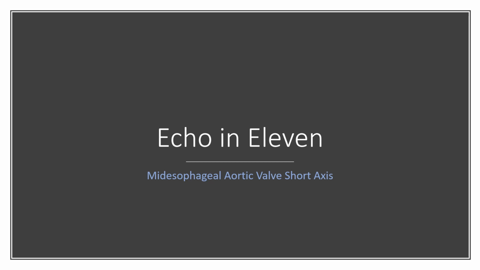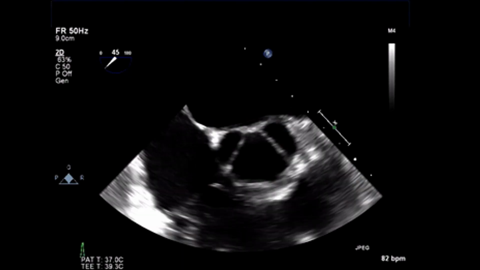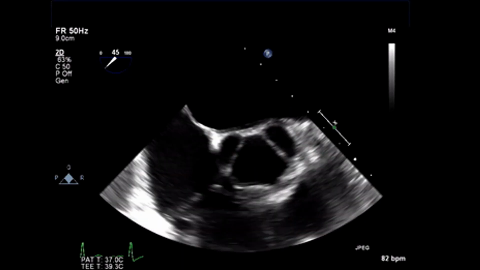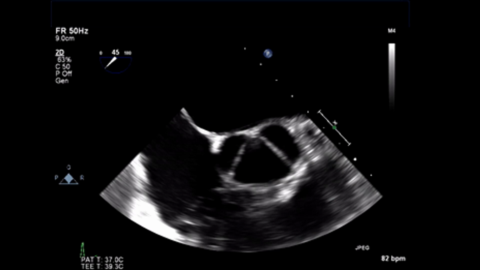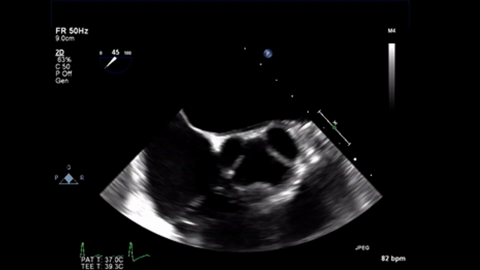Today we're going to talk about the mid-esophageal aortic valve short axis view. So we see the aortic valve in short axis in the center of our screen, but first we're going to focus on the chambers of the heart.